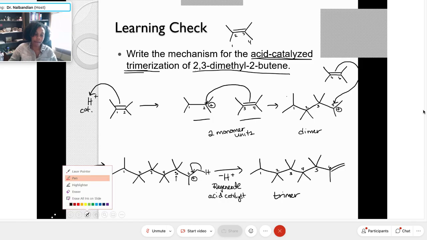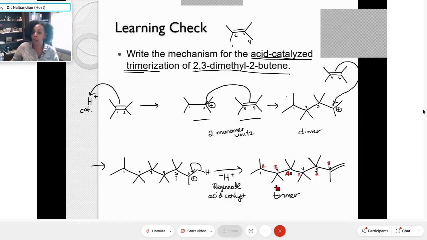So remember we were doing AB, AB, AB? Well, where's our AB here? A, B, A, B, A, B. That repeating unit, we're seeing it over and over again. Carbon with 2 methyls is A, carbon with 2 methyls is B. Carbon with 2 methyls is A, carbon with 2 methyls is B. This is A, this is B. So we get this repeating unit.